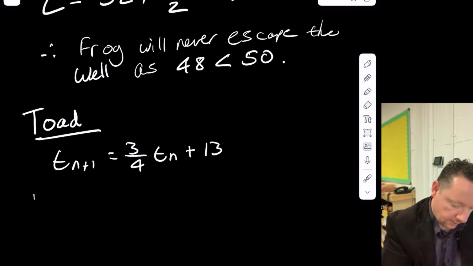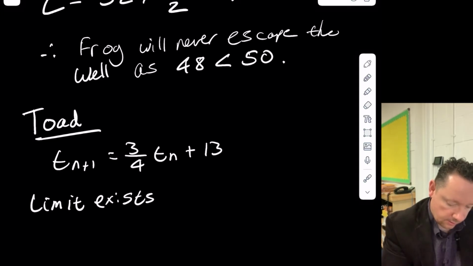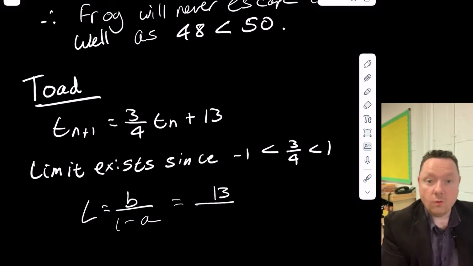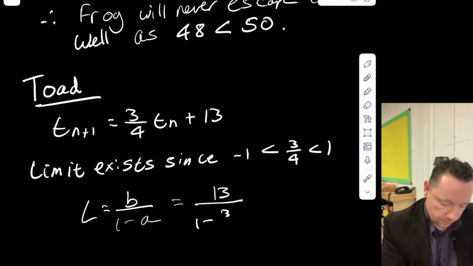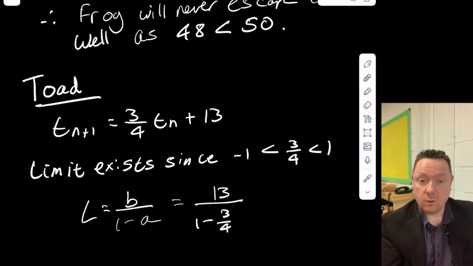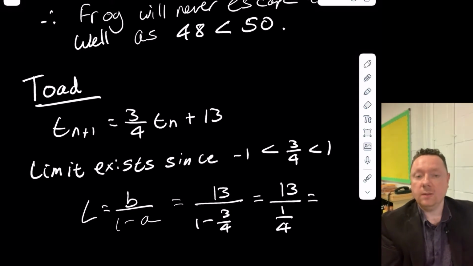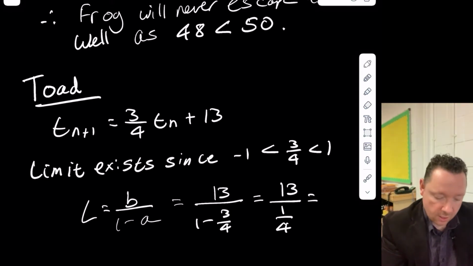So the limit exists since -1 is less than 3/4, which is less than 1, and we can calculate that limit. L equals b over 1 minus a, which is 13 over 1 minus 3/4, which again, you can just use your calculator to work this out, but that is 13 over a quarter. 13 over a quarter is the same as 13 times 4 over 1, so that is 52.